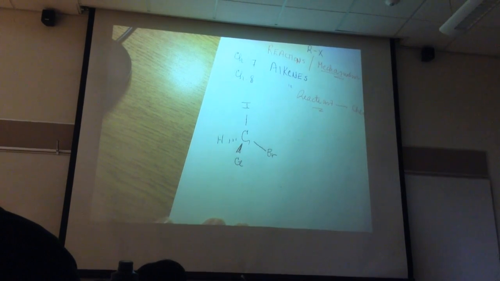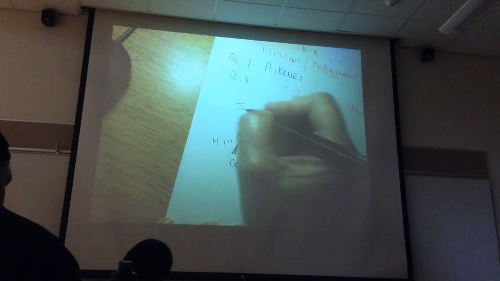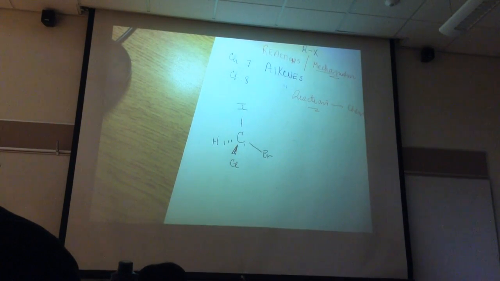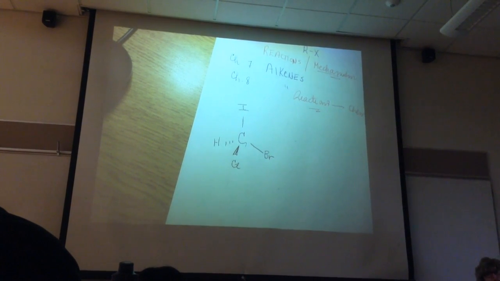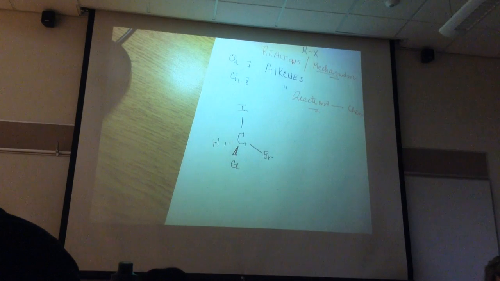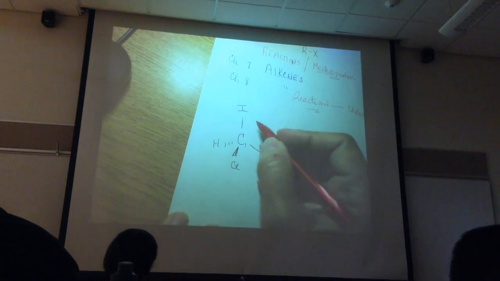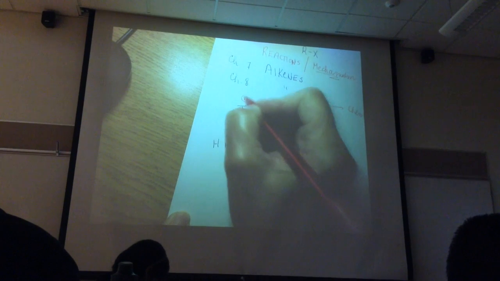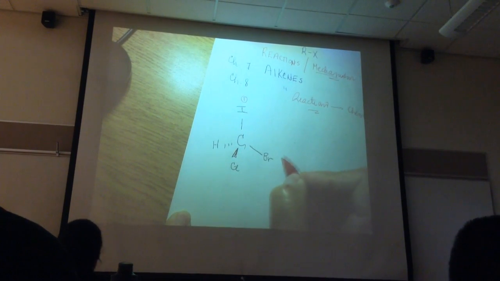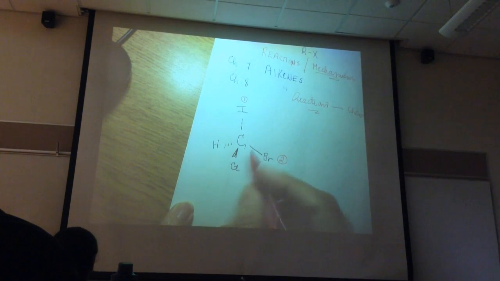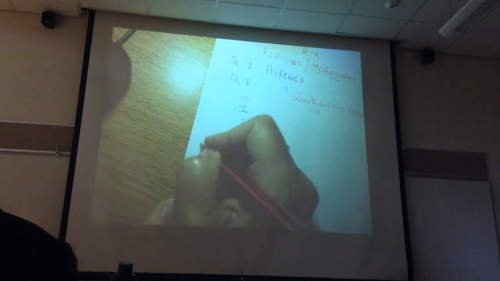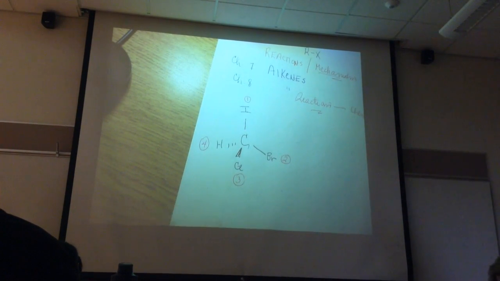There is a man-made way of assigning absolute configuration, and that is giving priorities to these atoms based on their atomic number. The higher the atomic number, the higher the priority. So iodine, element number 53, will be priority number 1. Bromine, element number 35, will be priority number 2. Chlorine, element 17, will be priority number 3. And hydrogen will be the lowest priority, number 4.